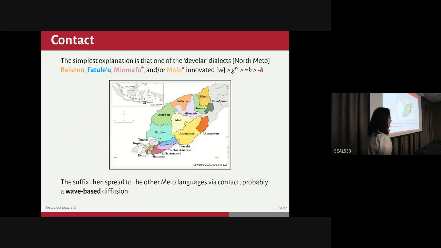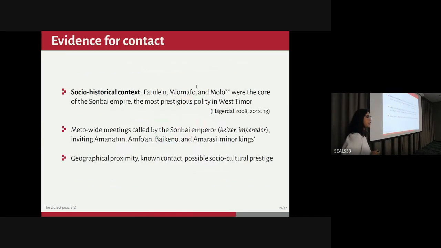So the dialects that have b are really the ones right in the middle, right? So Baikeno, Neomuti, Molo, Fatuleu. It's like this L shape over here. So geographically speaking, it's well placed for some sort of wave-like diffusion going outwards to the rest of the dialects. But then you could say, okay, but how do we know these people were actually in contact? We have very clear social historical cues, right?